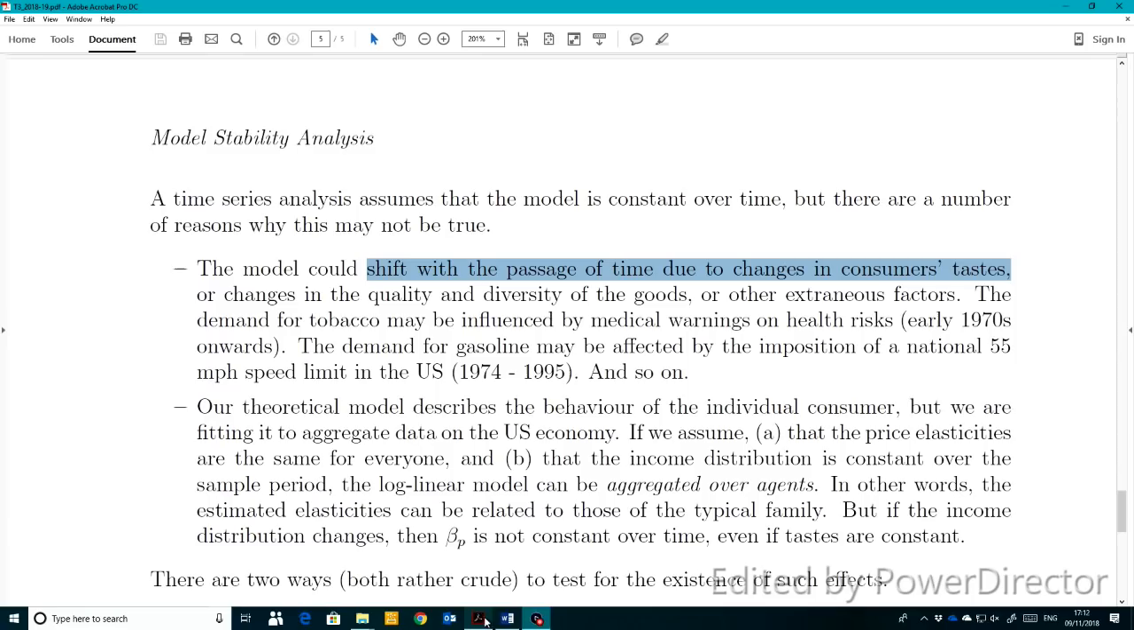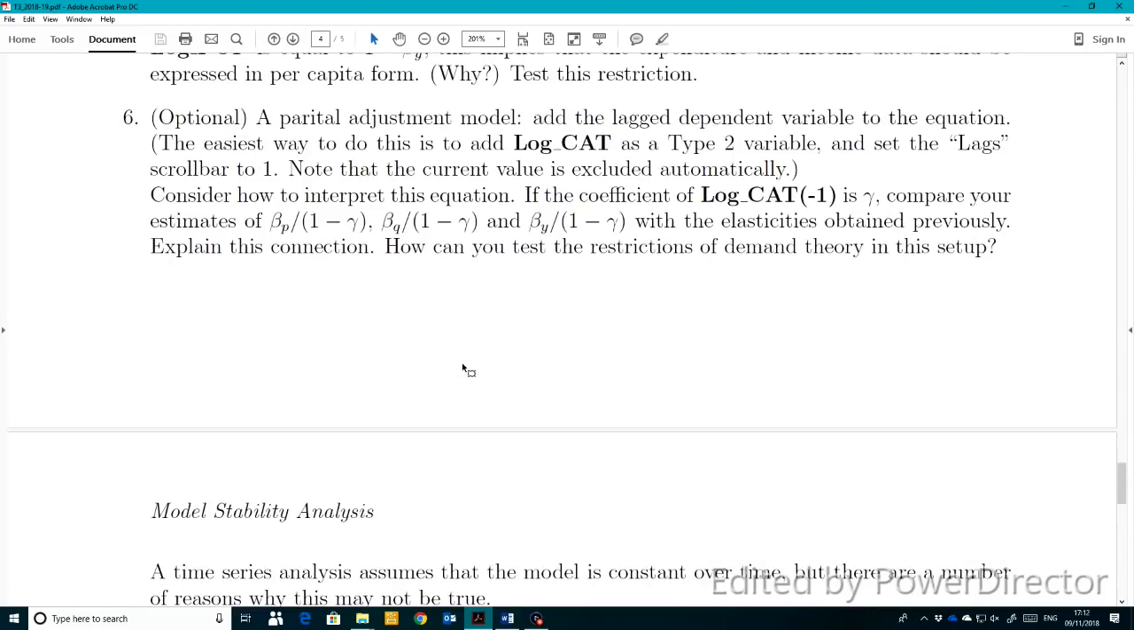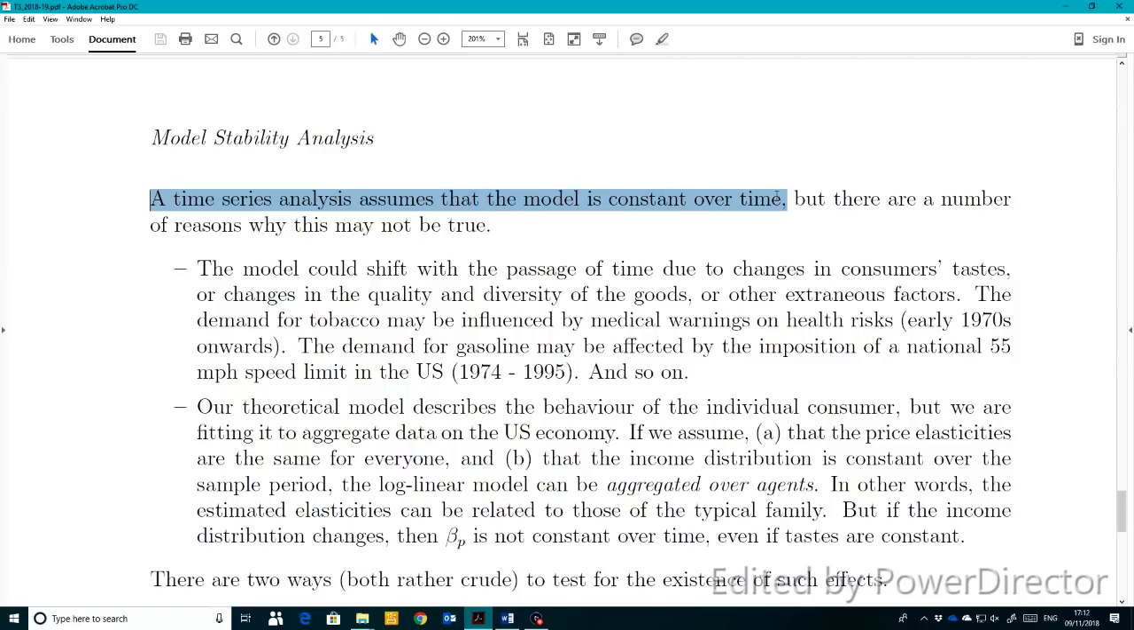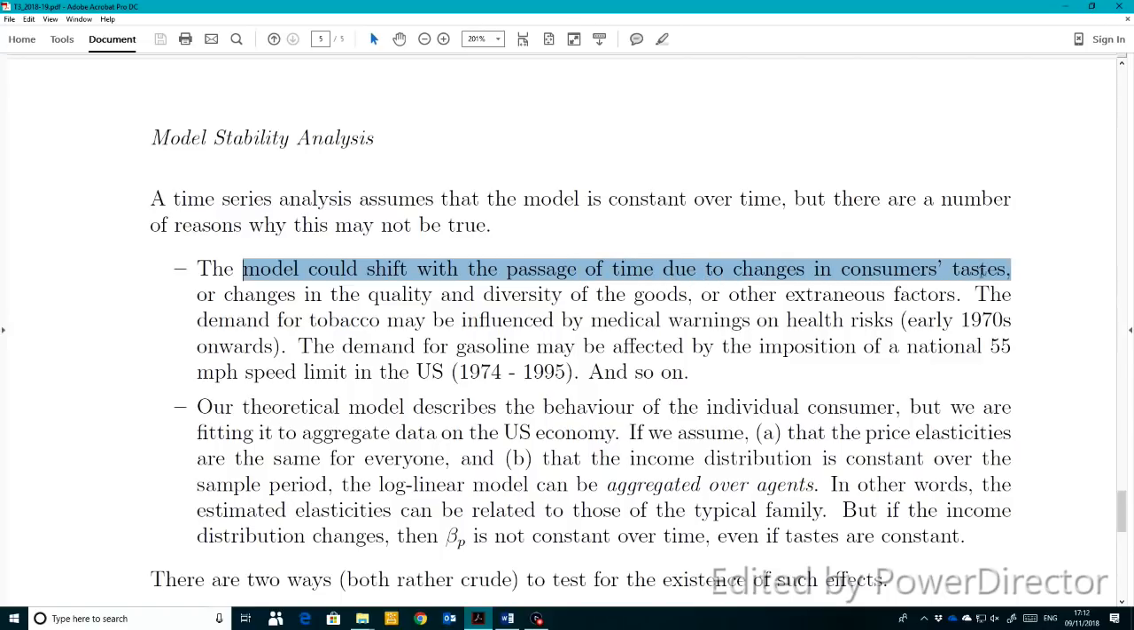Okay, so let's go back to the question that we are talking about. I would like to explain some ideas before moving on. Now, here they are saying a time series assumes that the model is constant over time. But there are a number of reasons why this might not be true. The model could shift with the passage of time due to changes in consumer tastes, or changes in the quality or diversity of the good, or other exogenous extraneous factors.